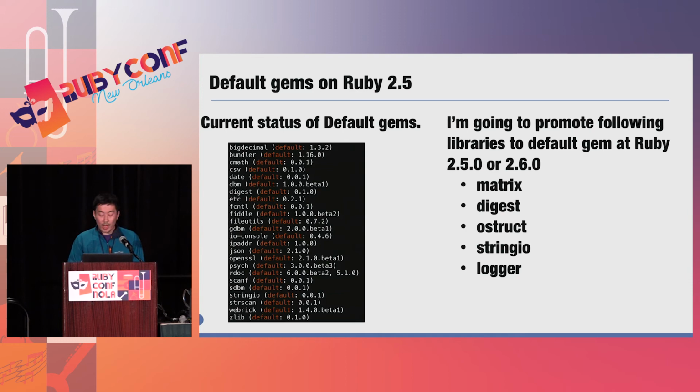I have an advanced plan to promote these standard libraries to default gems in 2018, like Matrix and Digest and OpenSSL and StringIO, Logger, and other stuff. Maybe you can install these libraries as default gems on Ruby 2.4 or Ruby 2.5 next year.